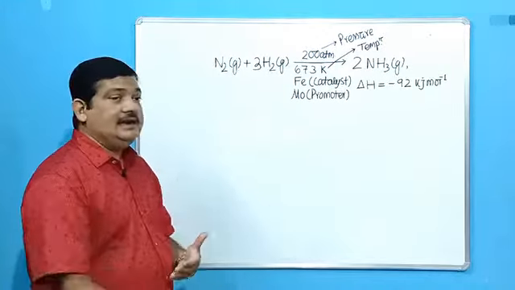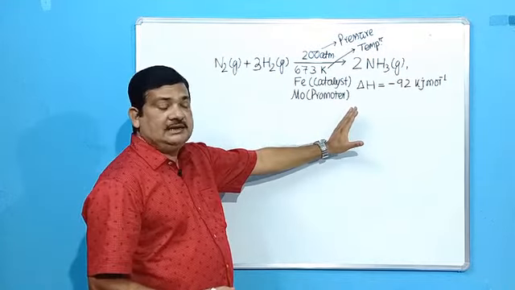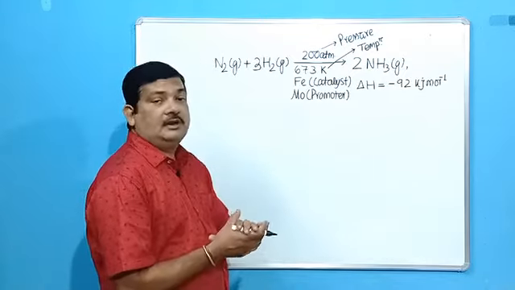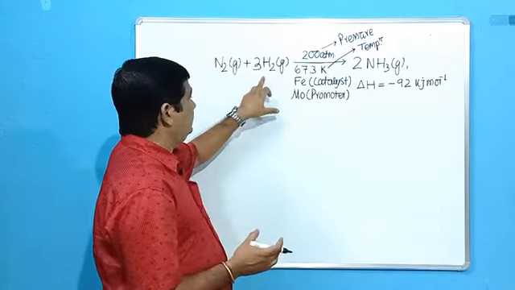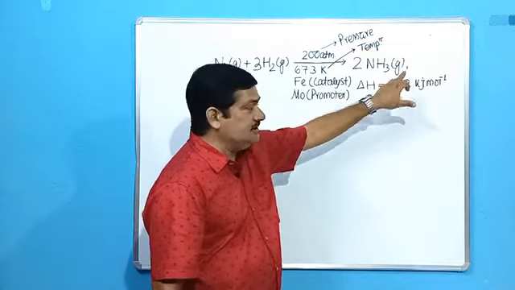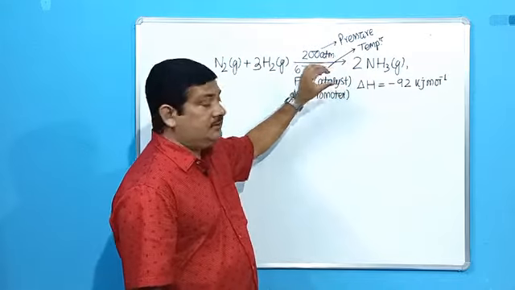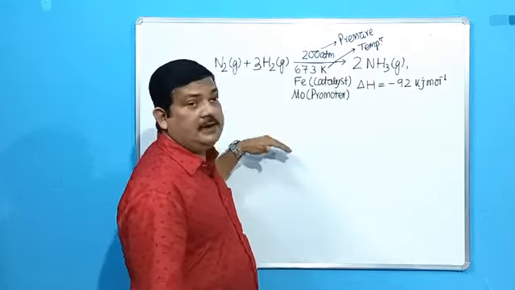So what we read in the last class, we can summarize by writing an equation like this. Everything is given here. The state of the reactants, both are in gaseous state. The product is also in the gaseous state. Then it is an exothermic reaction. The conditions are written above and below the arrow mark.